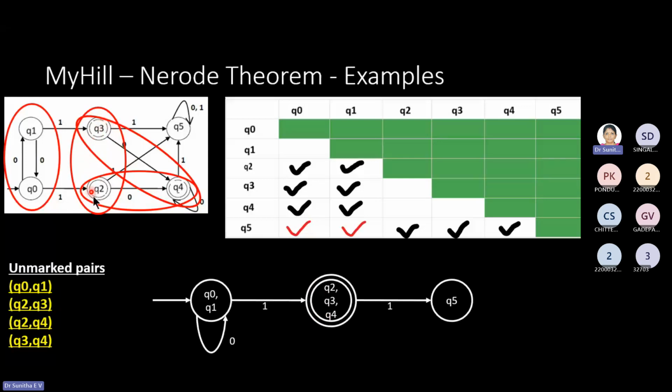Then from the second group, Q2, Q3, Q4, if the input is 0, the transitions will be within the group. From Q2 it will go to Q4, from Q4 it will remain in Q4, from Q3 it goes to Q4. So whatever it may be, if the input is 0, they will stay inside these three states only, so we make it a self loop. And for 1, from all the three states, it will move out of the group to Q5. So that is why the transition is marked as 1 here. And for Q5, both 1 and 0 will be a self loop.